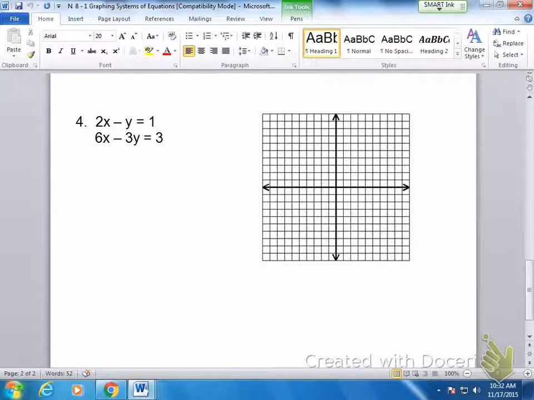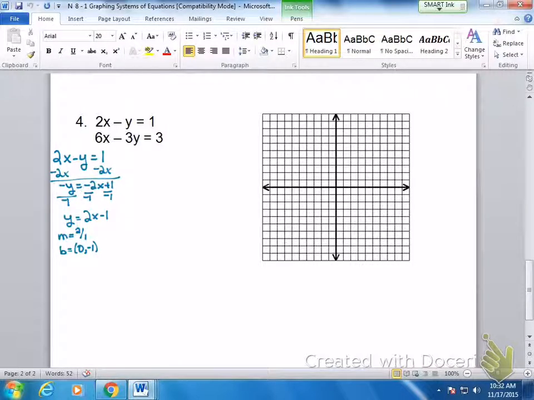We've got 2x minus y equals 1 and 6x minus 3y equals 3. So let's start with 2x minus y equals 1. Just like we've done in every one of them, let's move our x's first. I'm going to subtract 2x from both sides. I'm left with negative y on the left, and on the right I have negative 2x plus 1. But y is still negative, so I'm going to divide every piece by negative 1. So now I have y equals 2x minus 1. So we've got a slope of 2 over 1, and our b is negative 1, so 0, negative 1.